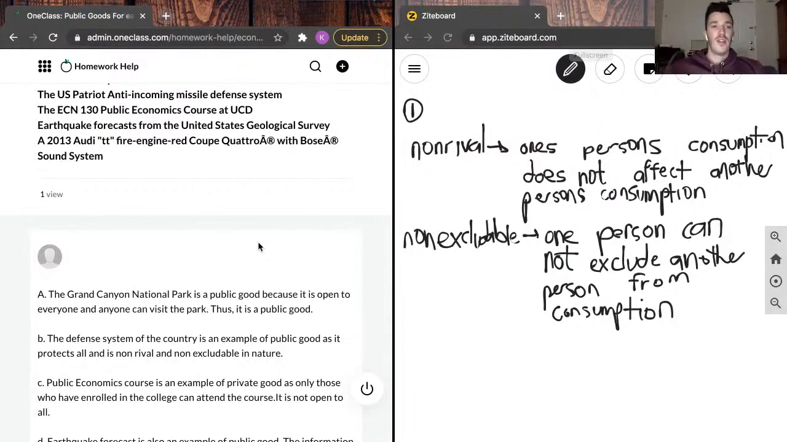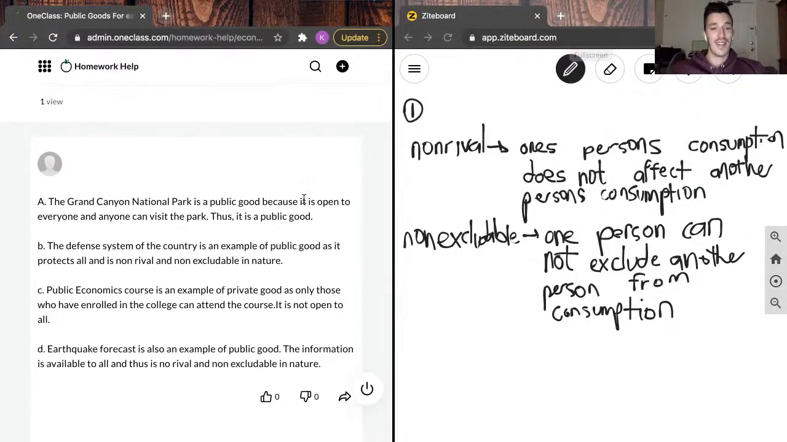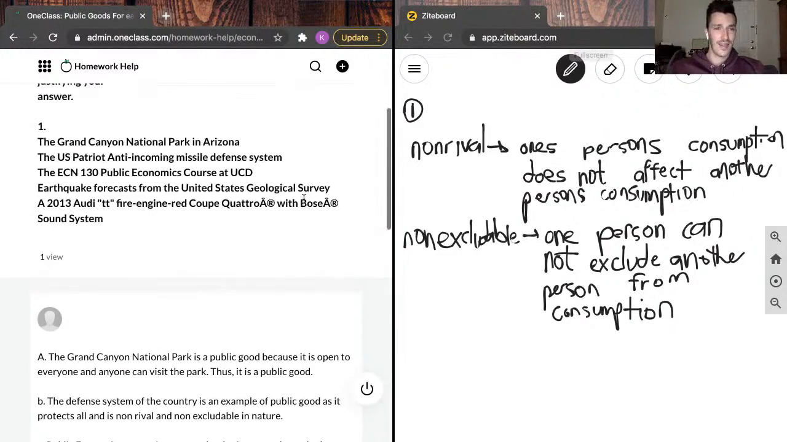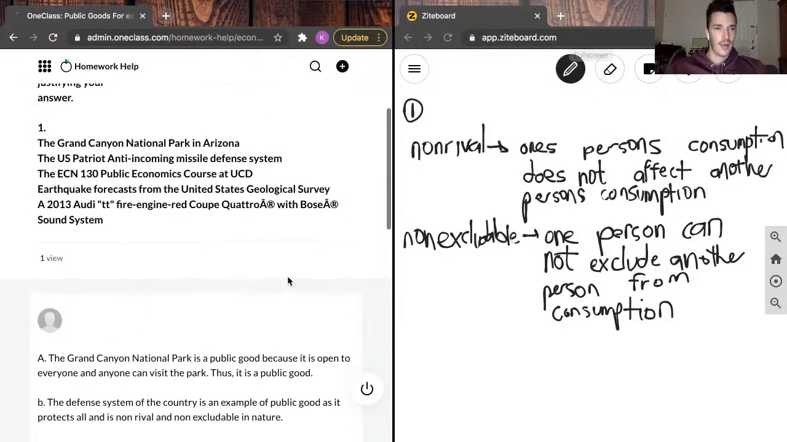Lastly, a 2013 Audi TT Fire Engine Red Coupe Quattro with Bose sound system. Is that an ad? Did I just read an ad? The junior tutor has said that earthquake forecast is also an example. Oh, sorry, I skipped one.